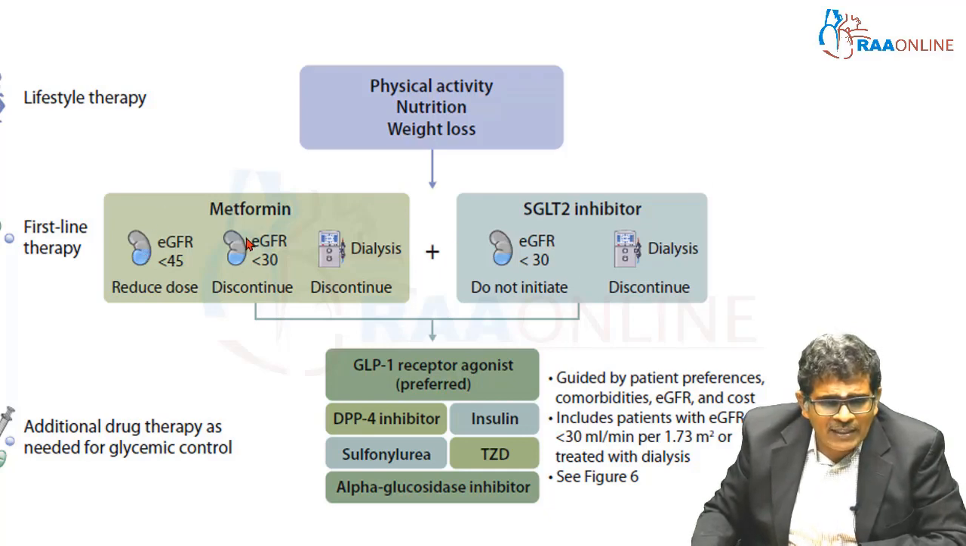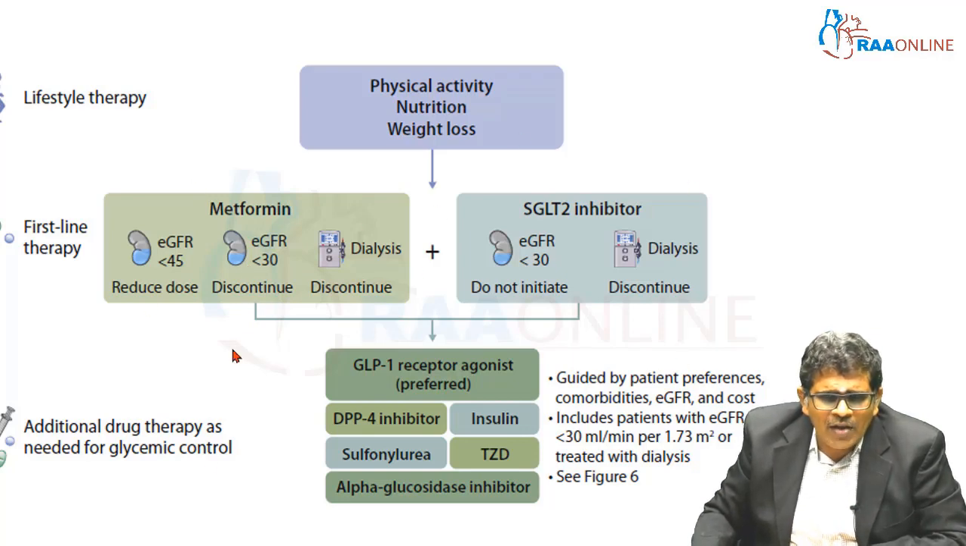As far as metformin is concerned, we have discussed earlier, if the eGFR is less than 30, discontinue metformin. If the eGFR is less than 45, always reduce the dose of metformin, whatever you are giving. So when the progression is happening, always, when the eGFR is less than 30, discontinue metformin. This is the current recommendation.